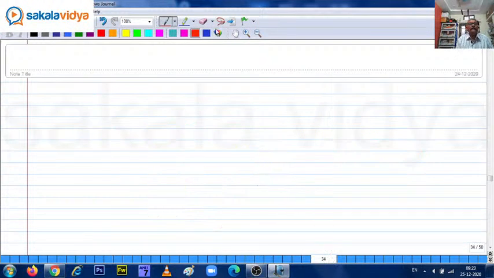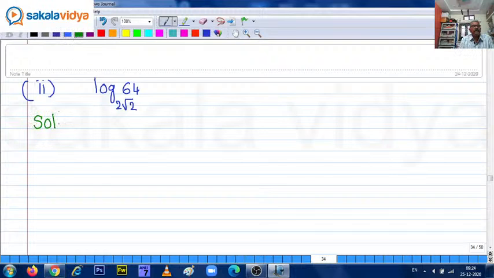Now the second problem. Don't worry, I will explain the second problem. Log 64 to the base 2 root 2. Okay, first I will do method number 1. Solution. Method number 1.